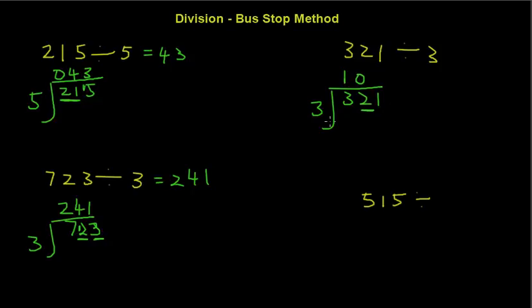And so the rule is if the number 3, or the divisor, goes into this digit nicely without a remainder, and the next digit, so in this example 2, is less than the divisor, i.e. 3, then we must put a 0.